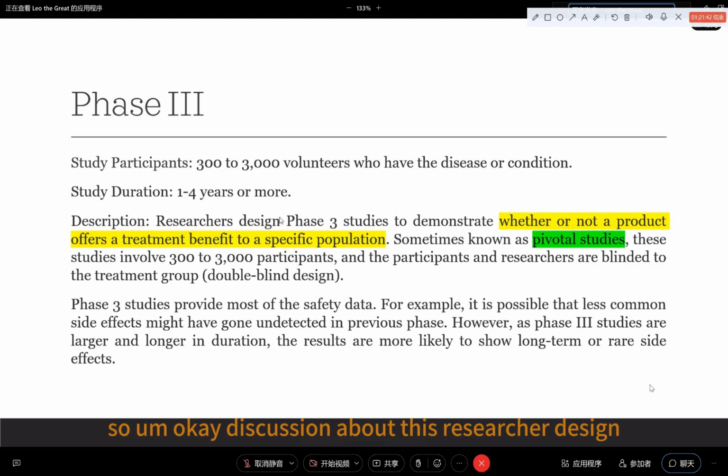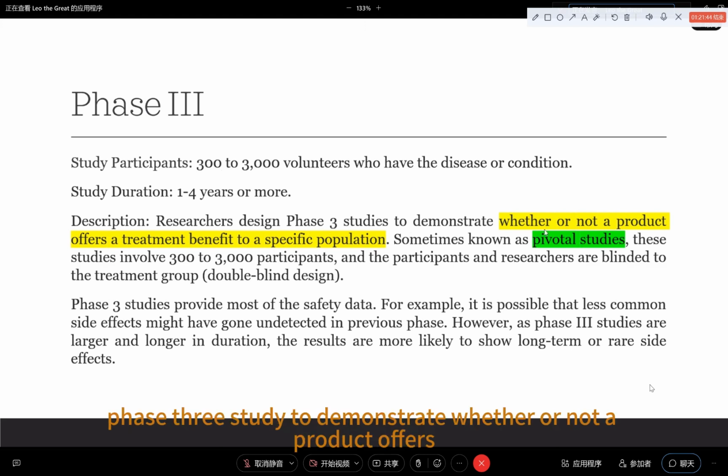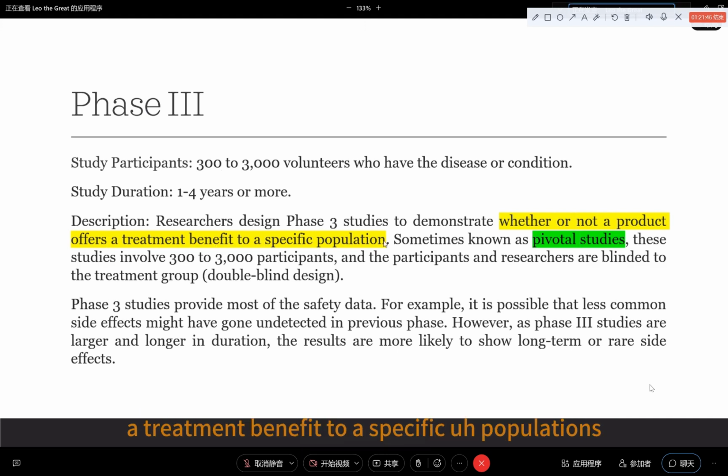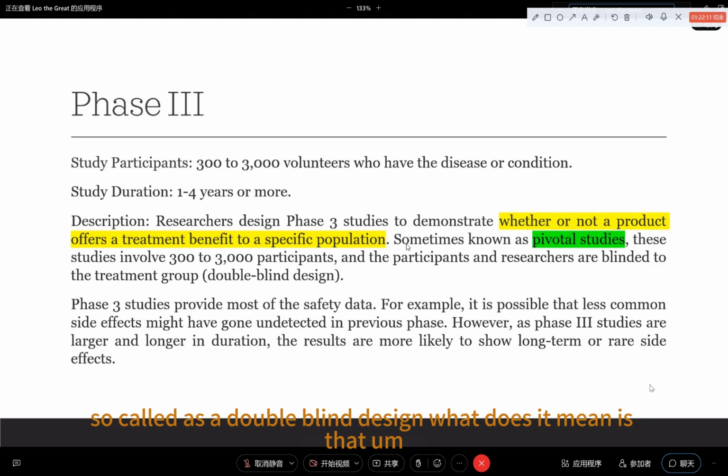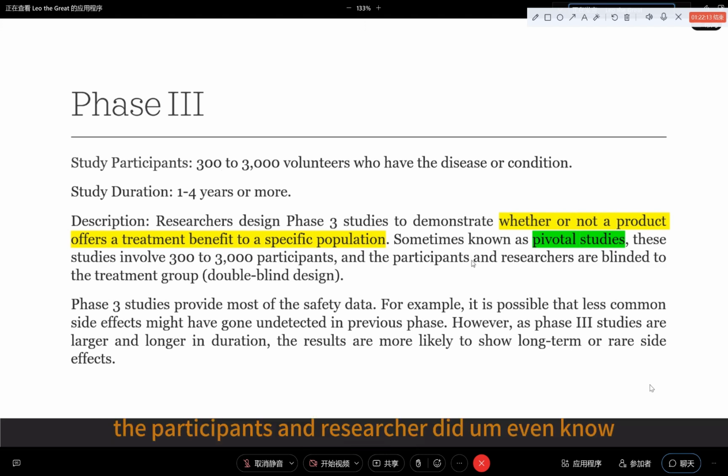Okay, description about this. Researchers design phase 3 studies to demonstrate whether or not a product offers a treatment benefit to a specific population. It is sometimes known as a pivotal study because once this phase 3 is passed, more or less your drug is going to be finalized into the FDA list already. These studies involve 300 to 3,000 participants, and the participants and researchers are blind to the treatment group, a so-called double-blind design. What it means is that the participants and researchers don't know that they're being treated with this.